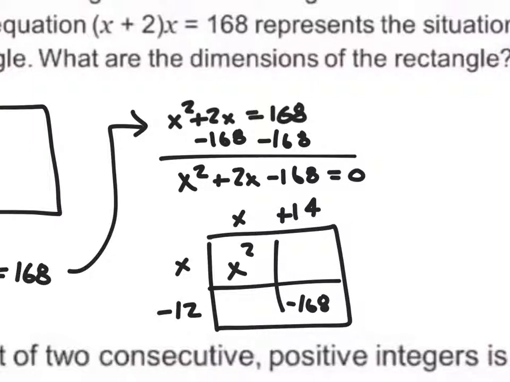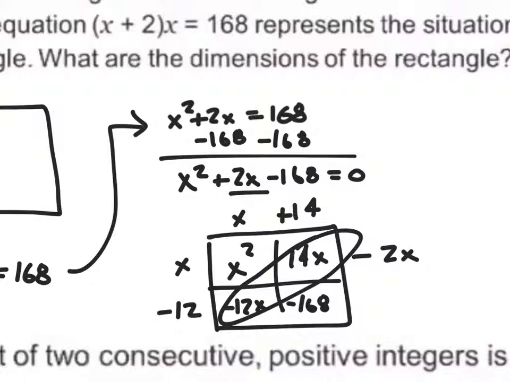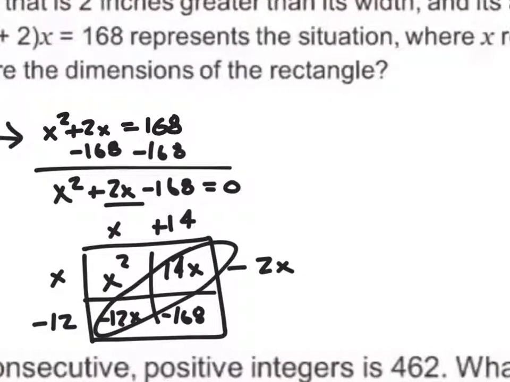Okay, so now what I want to do is I want to take negative 12 times x, which gives me negative 12x. I'm going to do 14 times x, which gives me 14x. Now, if I combine these two boxes, we're going to get a positive 2x out of that. So what we've done is we've factored this correctly. So now I can set up my two equations. x plus 14 times x minus 12 is equal to 0.